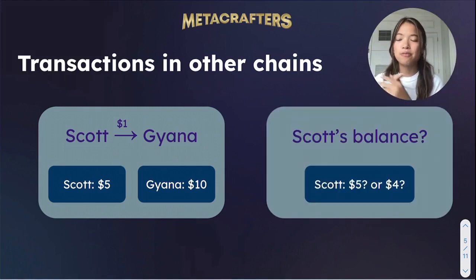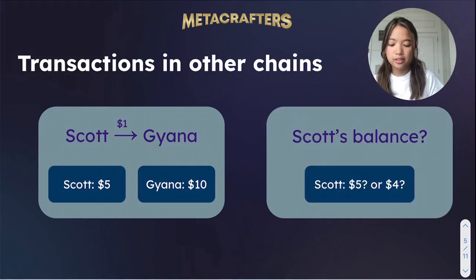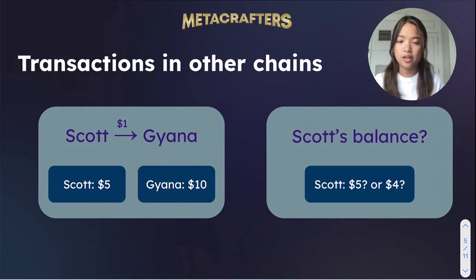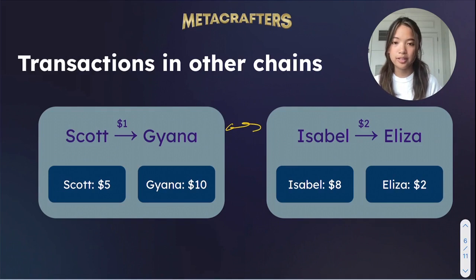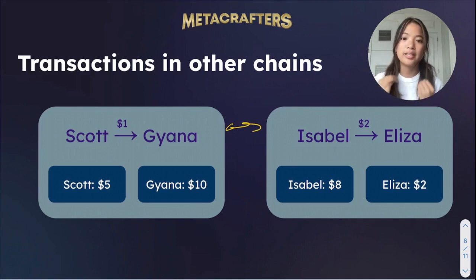For example, if one contract was spending Scott's money and sending it to Gianna, and we had another contract that wanted to figure out what Scott's balance was, we would run into an issue because we wouldn't know if Scott's balance was 5 or 4, or even something else if there were other transactions being run at the same time. That's why transactions in Ethereum are run one at a time to avoid this issue. That means that even if these transactions weren't even related, like these two over here, they still wouldn't be run at the same time because of the chance of there being any conflict.